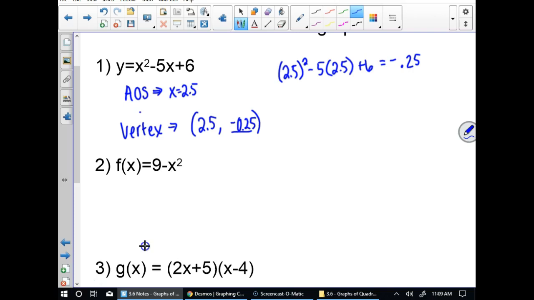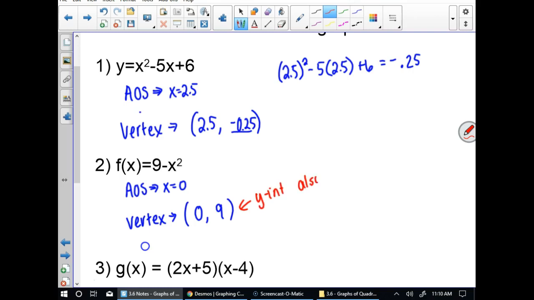Okay, questions? For number 2, our axis of symmetry was x equals 0. So that means for our vertex, we're going to have 0 and then our y coordinate. What do I get when I plug in 0? 9. What else is this? It's the vertex for this problem, but it's also something else. It's also your y-intercept. So whenever your axis of symmetry is on the y-axis, your y-intercept is also your vertex.